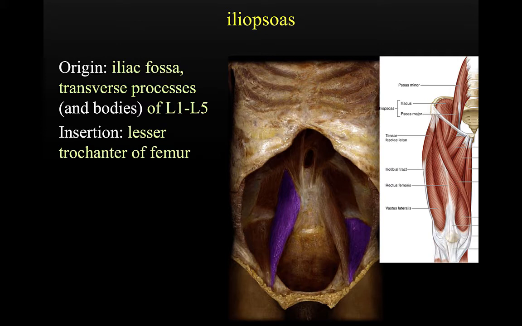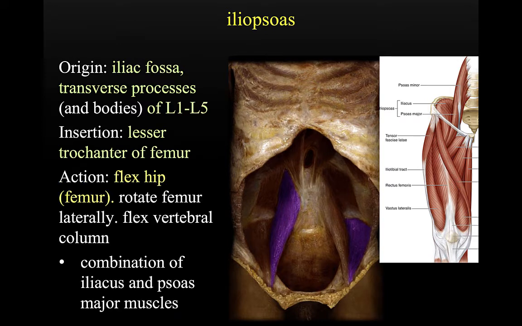Now that's going to help us figure out the action because essentially we want to pull our femur into our abdomen, and that's going to lead to hip flexion. So we would refer to the iliopsoas as a hip flexor. It will flex the hip or the femur. It's also going to provide some lateral rotation and can potentially flex the vertebral column using those muscles when the feet are both on the ground to actually move the torso rather than moving the limbs.